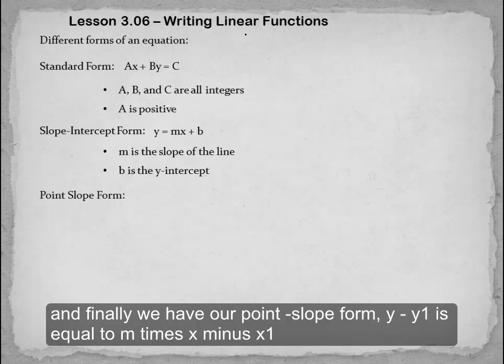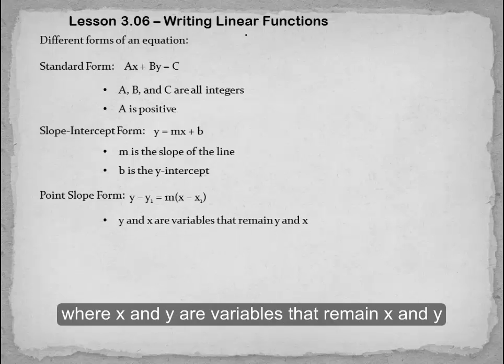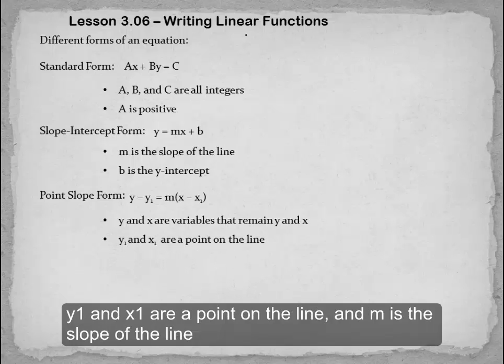And finally, we have our point-slope form. Y minus y1 is equal to m times x minus x1, where x and y are variables that remain x and y. Y1 and x1 are a point on the line, and m is the slope of the line.